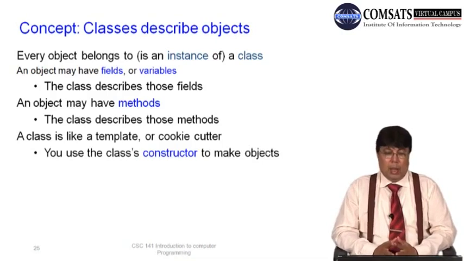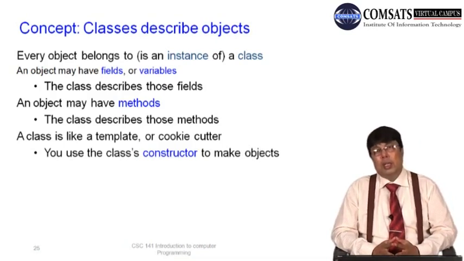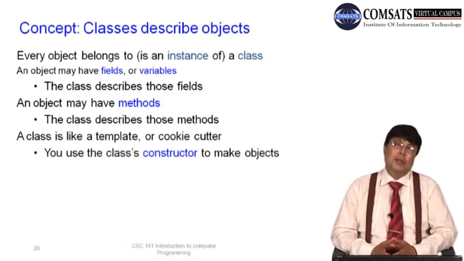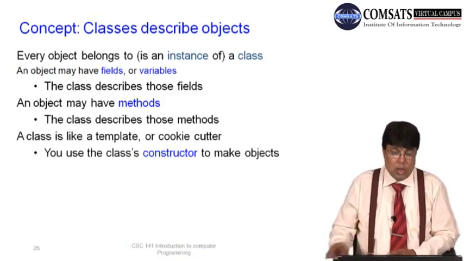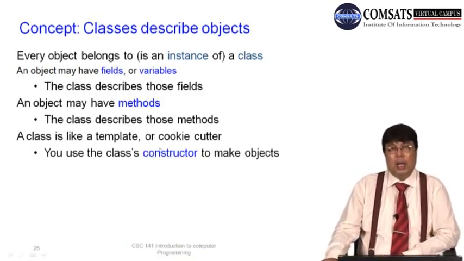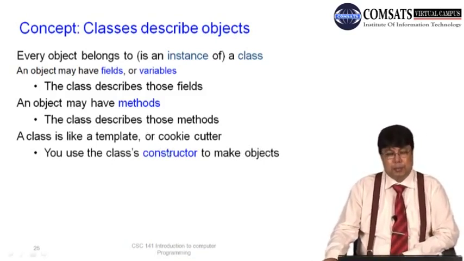So a class is like a template, and we use this template to create the object. So we can call this template a class constructor. We use a class constructor to make the object. It is just like the template that I have explained to you. So you can use a class constructor, and with the help of the class constructor you can create a number of objects.